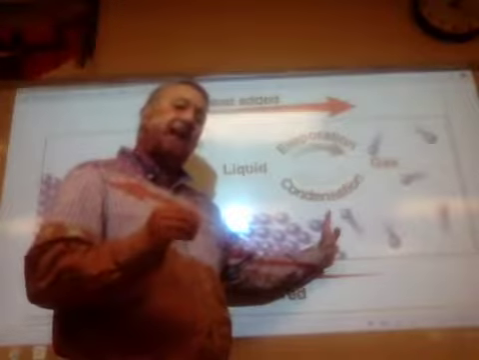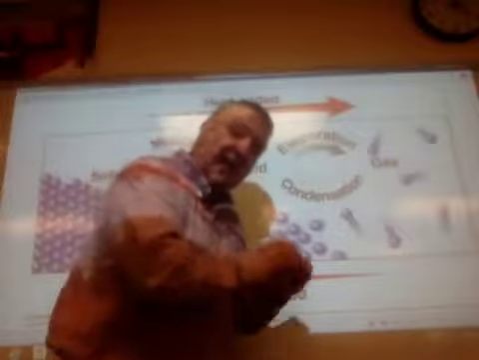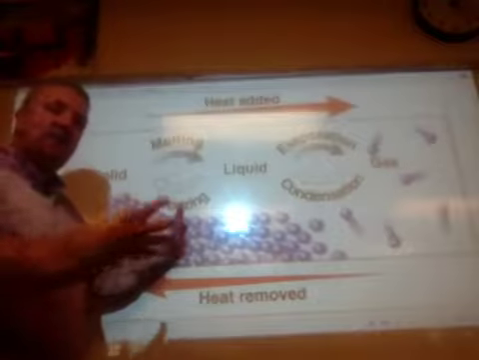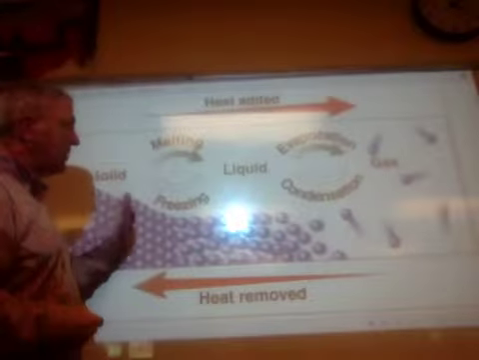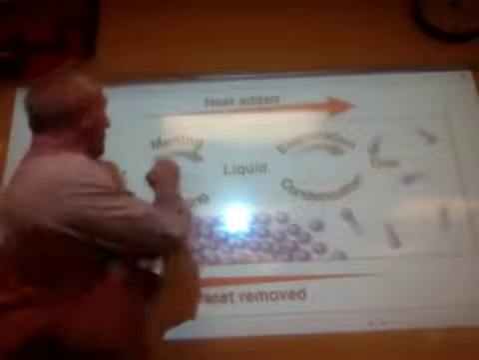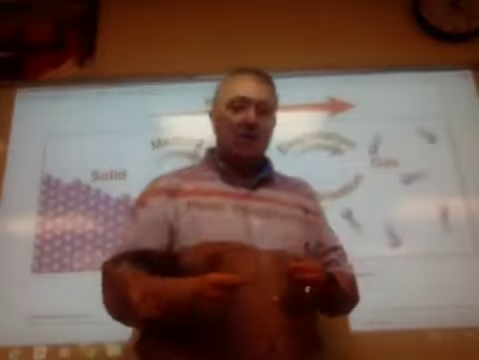So the heat of vaporization is how much energy I have to add to change it from a liquid to a gas. The heat of fusion is how much energy I have to take away or add to change from a solid to a liquid or a liquid to a solid, vice versa. So there we have melting, evaporation, condensation, freezing, heat of fusion, heat of vaporization.